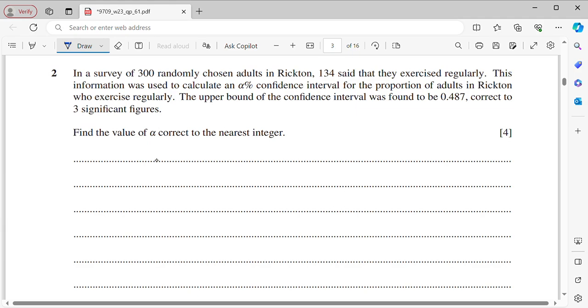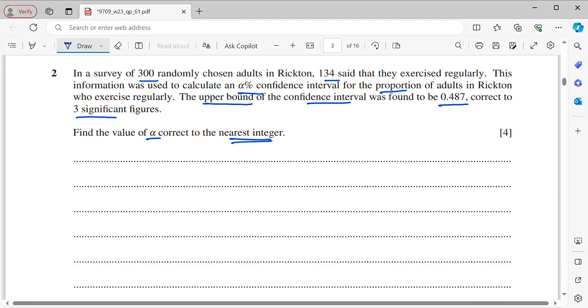In a survey of 300 randomly chosen adults in Rickton, 134 said that they exercise regularly. This information was used to calculate an alpha % confidence interval for the proportion of adults in Rickton who exercise regularly. The upper bound of the confidence interval was found to be 0.487, correct to 3 significant figures. Now find the value of alpha correct to the nearest integer.